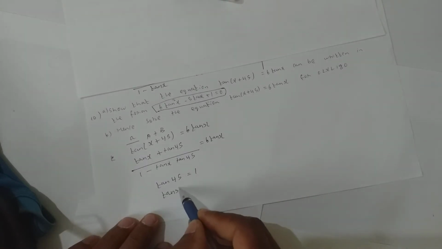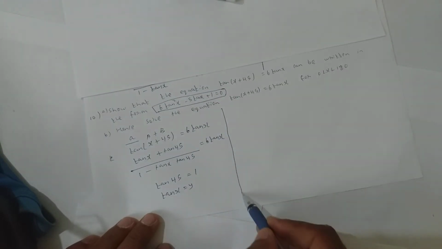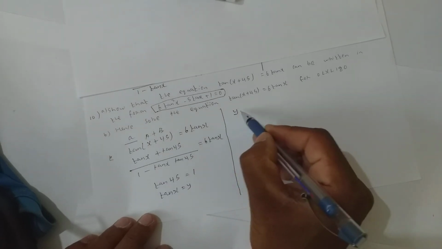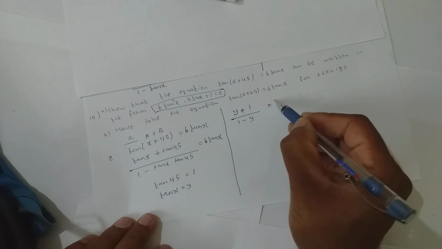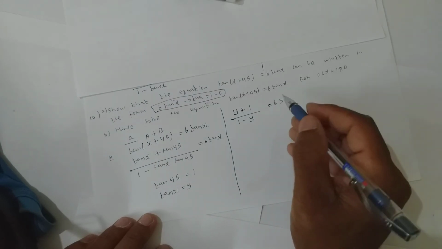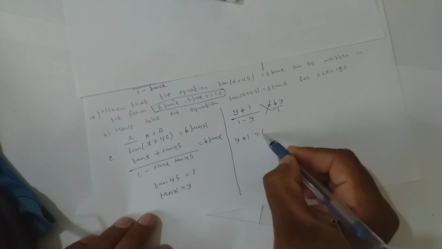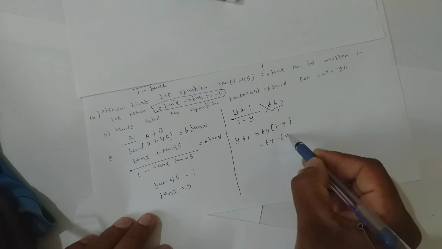And one more thing I want to do to make it easier for me is to substitute tan x equal to y. Every time writing tan x, I might go wrong somewhere, so I substitute, which is better. So it becomes (y + 1) / (1 - y) equal to 6y. What is the next step? Cross multiply. So y + 1 equal to 6y times (1 - y), which is 6y - 6y squared.